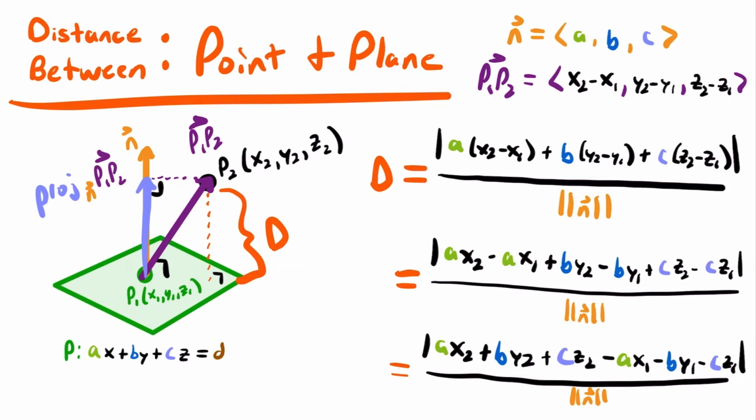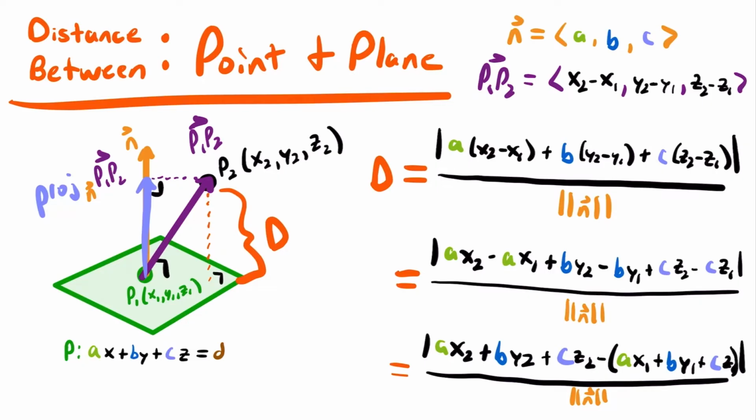I just reordered these terms such that we have the terms with x2, y2, and z2 first, and then we have the terms with x1, y1, and z1 last. Now notice that these three terms all are negative. So if we pull out that negative sign from those three terms, we could rewrite it like this. We'll have minus these three terms where they are all positive.